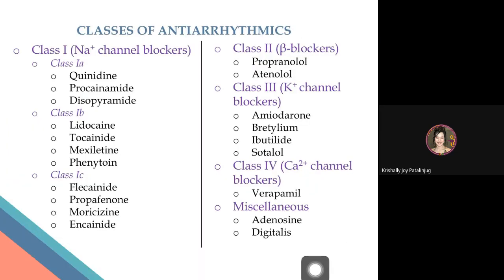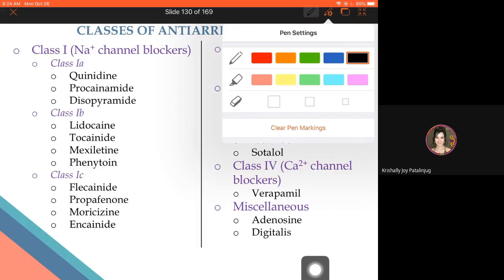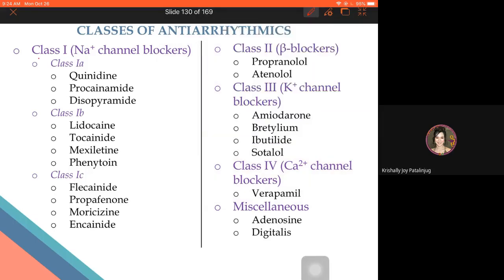Starting with class 1 agents. Remember that class 1 drugs are the sodium channel blockers, and depending on their specific actions, we can further classify them into three subclasses: class 1A, 1B, and 1C. Each section has distinct properties, which we will discuss later.